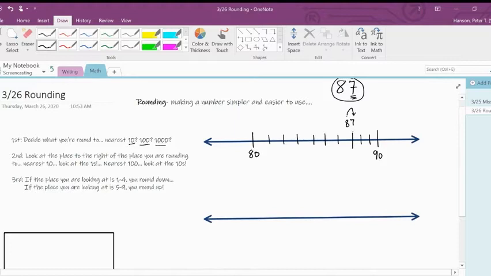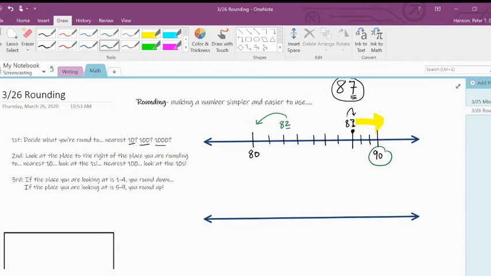As I'm looking at this, I'm going to look at this 7. Because I'm rounding to the nearest 10, if the ones place is a 5, a 6, a 7, an 8, or a 9, it's going to round up. So this one is going to round up to 90. If, for example, it were 82, this 2 would make it round down because it's closer to 80. So that would be how I'd round it to the nearest 10.